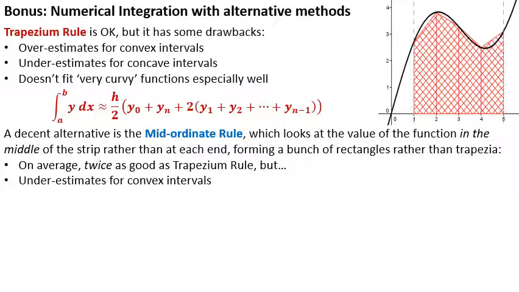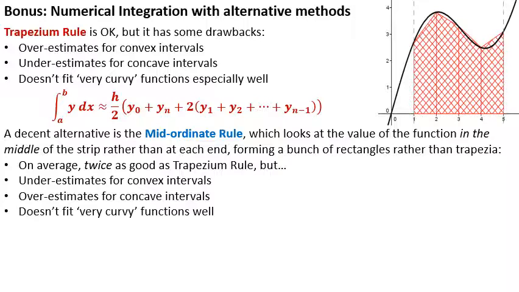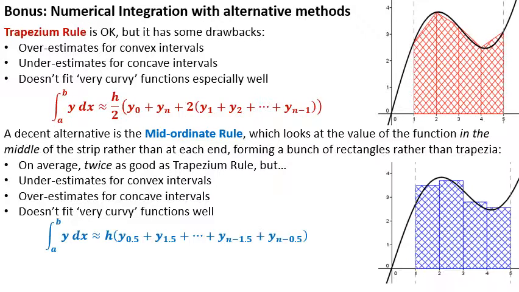However, it still has its own drawbacks. It underestimates for convex intervals and overestimates for concave intervals. You'll notice that's the other way round to Trapezium Rule. So mid-ordinate rule will give us a value that's too low whenever Trapezium Rule gives us a value that's too high. Well, that's quite interesting. The other thing about this, because it doesn't do anything to deal effectively with changes in gradient, it also doesn't fit the particularly curvy functions especially well.